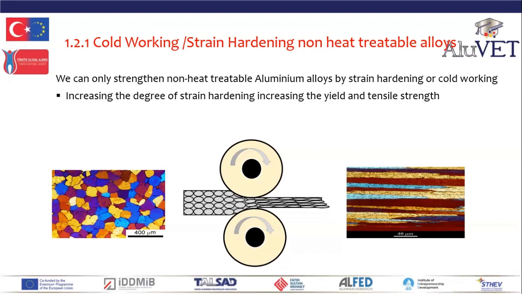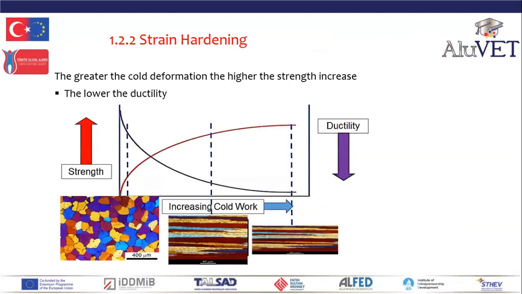Increase in the degree of strain hardening thus increases the yield and tensile strength. And we term this cold work strength increase work hardening or strain hardening. The greater the cold deformation, the higher the strength increase. Now remember that ductility is the reciprocal of strength, so that the greater the strength resulting from work hardening, the lower will be the ductility, as you can clearly see in the graph.